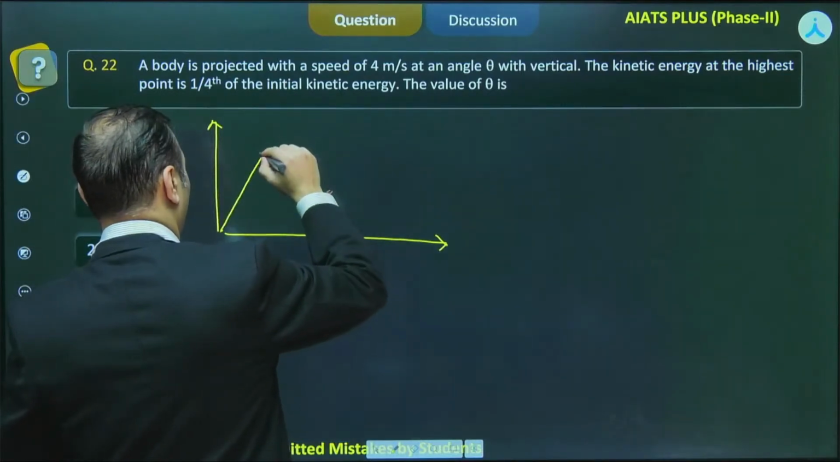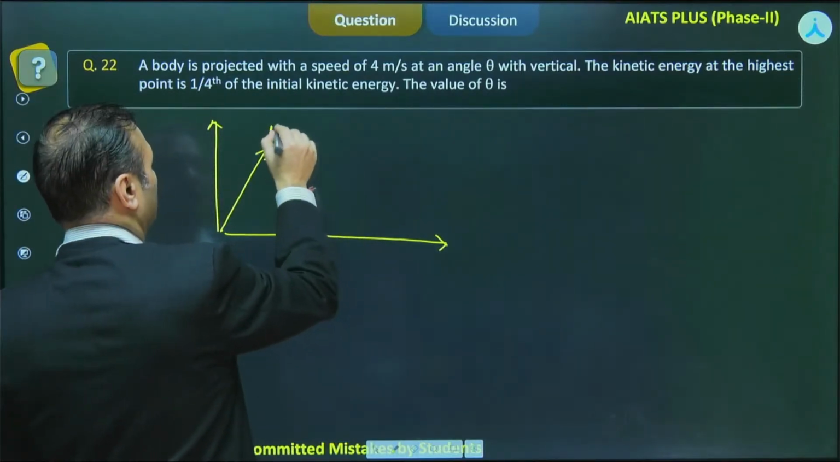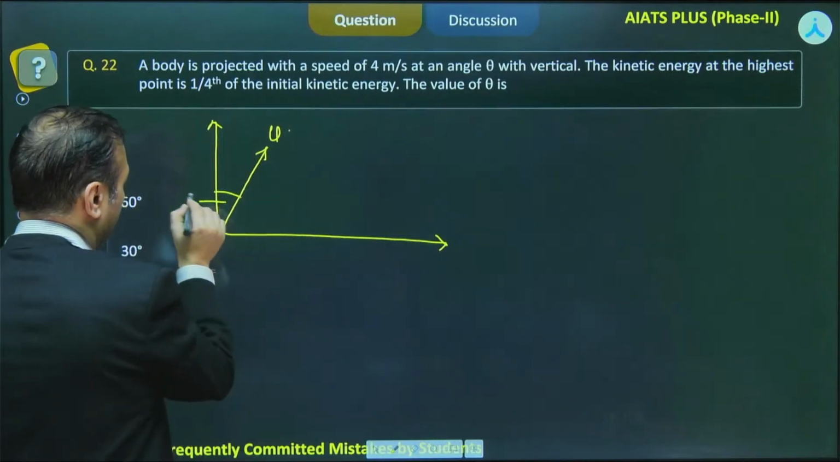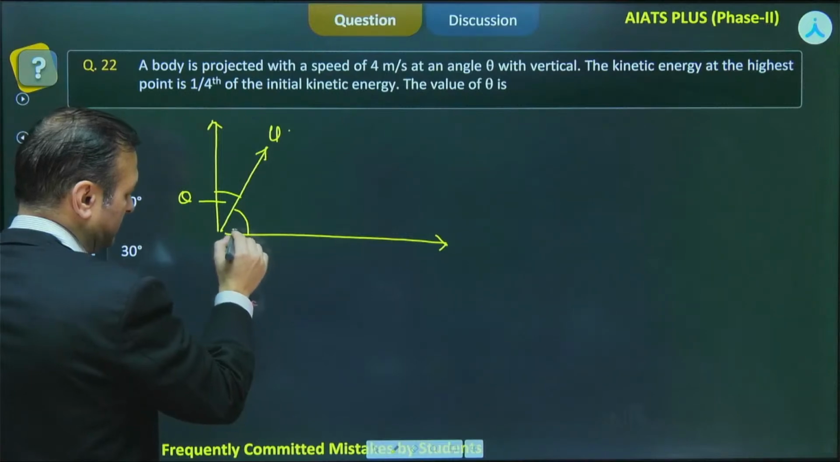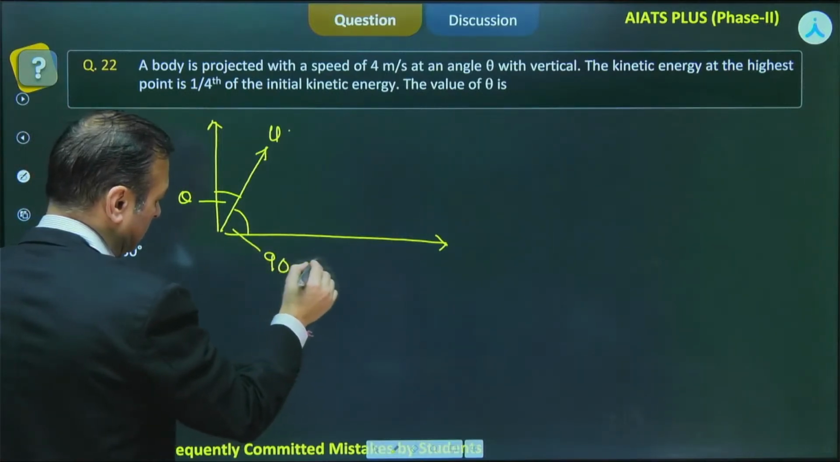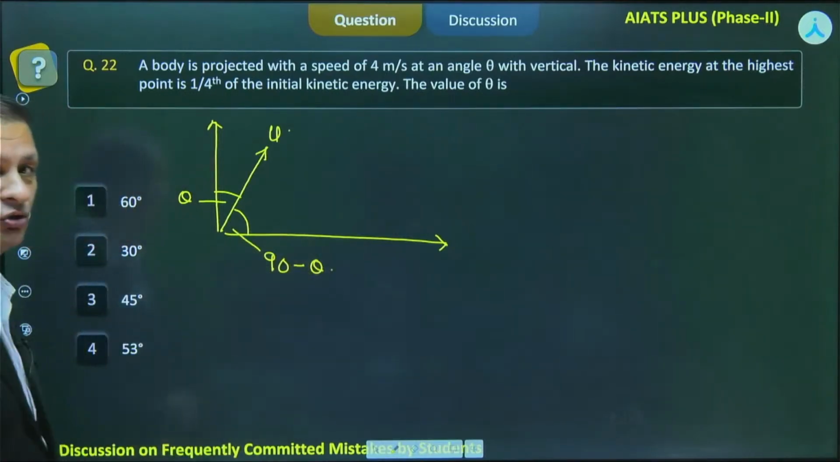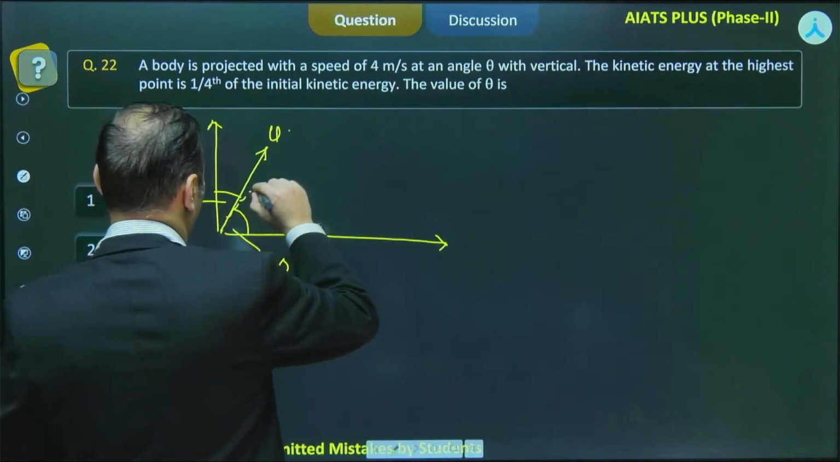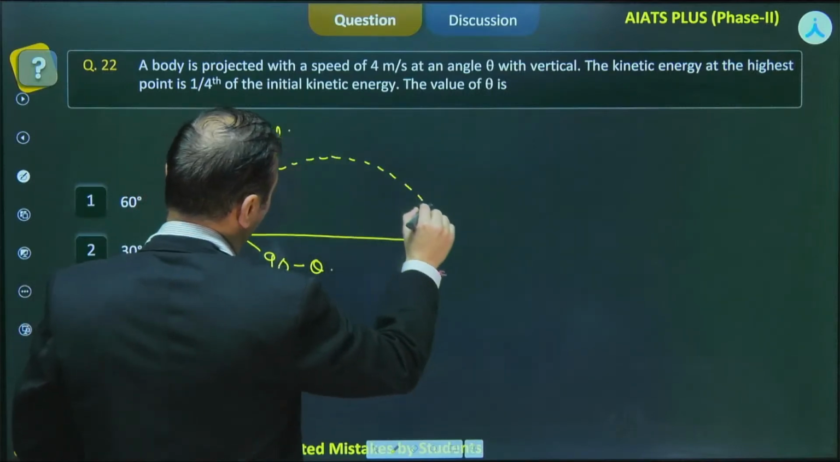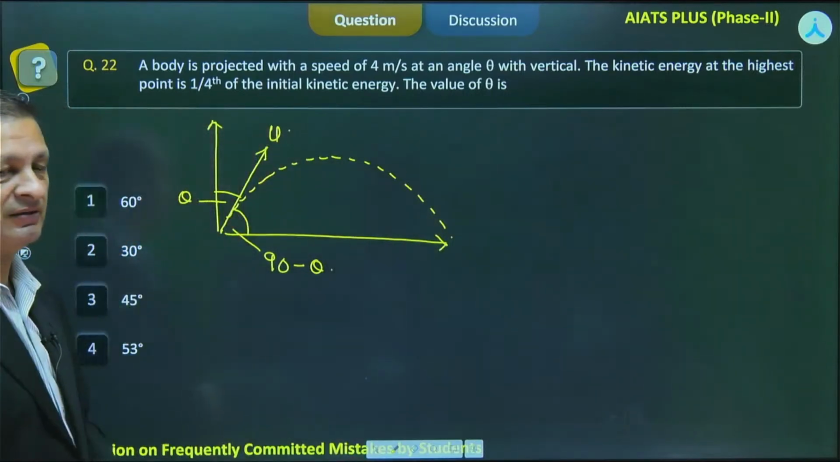So a body is projected with some speed, maybe u, at an angle theta. So what is this angle? This angle is 90 minus theta. Do we understand? And it follows a path like this. So this is basically a projectile.